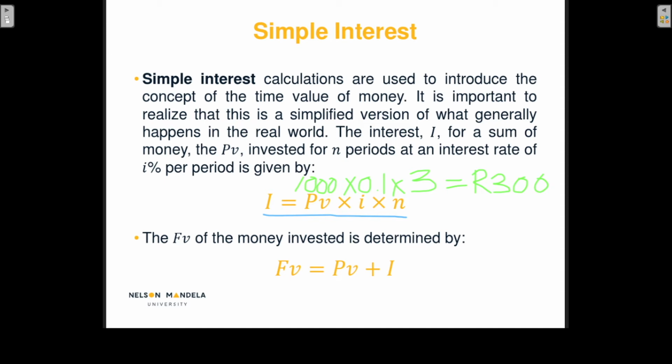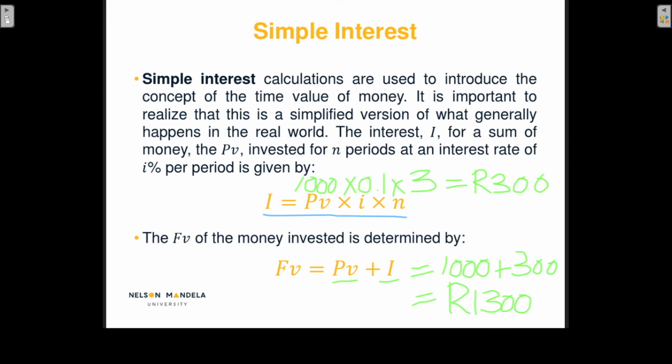The future value of this money invested is equal to the present value, the original amount invested, plus the interest. So if we go back to our example, if I invest 1,000 rands, which is my present value, plus the interest that I've earned on that investment, which is 300 rands, then in the end I will get back 1,300 rands. That 1,300 rands is the original amount that I've invested plus the interest that I've earned on this investment.